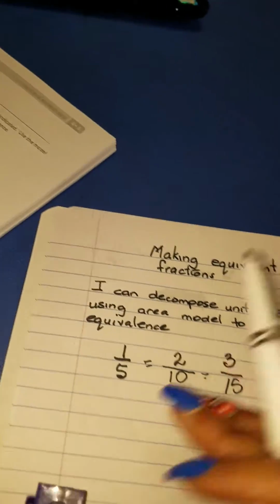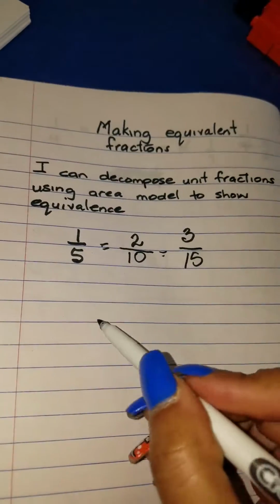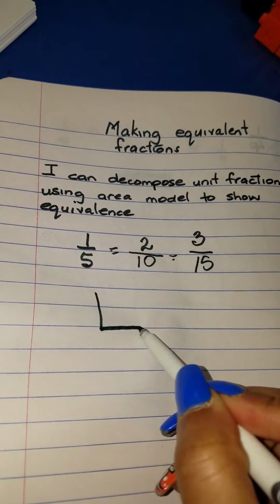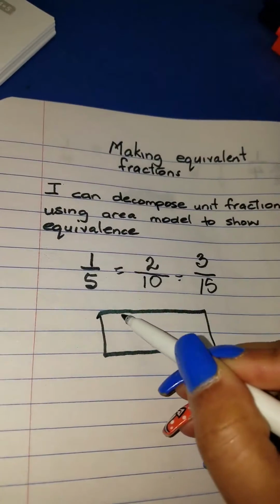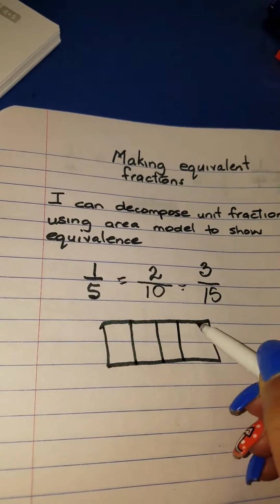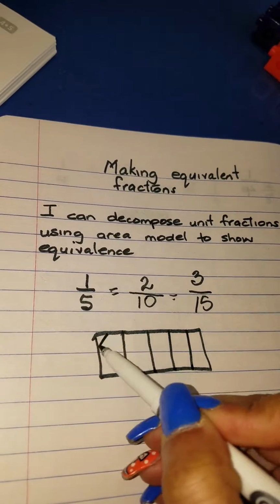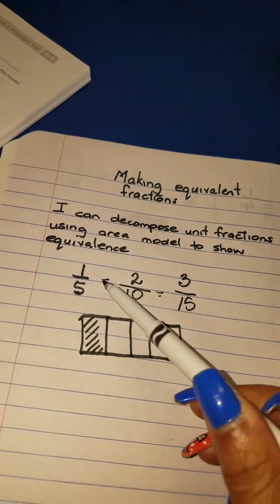Now what if you do not have a model? If you do not have actual manipulatives, you can go ahead and create your model just the same. Here, we're going to make a model of 5 parts, and we will be shading 1. So this represents a model of 1/5.